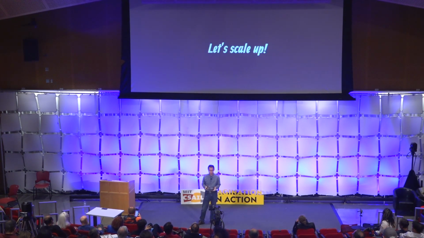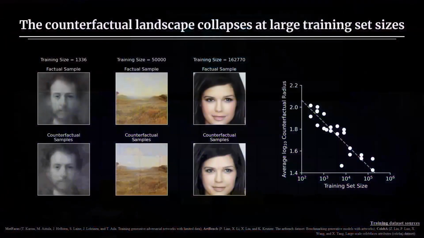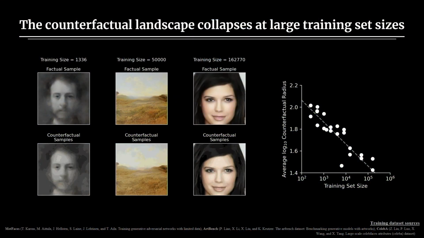So let's do that. Let's scale up and see what happens. In the last 2 minutes of my talk, I want to show you what happens when we actually do scale up to these larger data set sizes. Well, on the top row, I'm showing samples that are generated from these more complex models that have larger training data sizes. The one on the left here has a training set size of about 1,000, the one in the middle, 50,000, and the one on the right, 160,000.